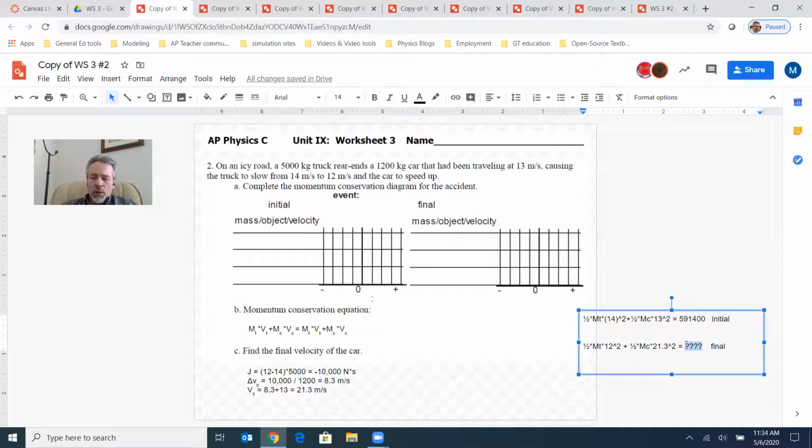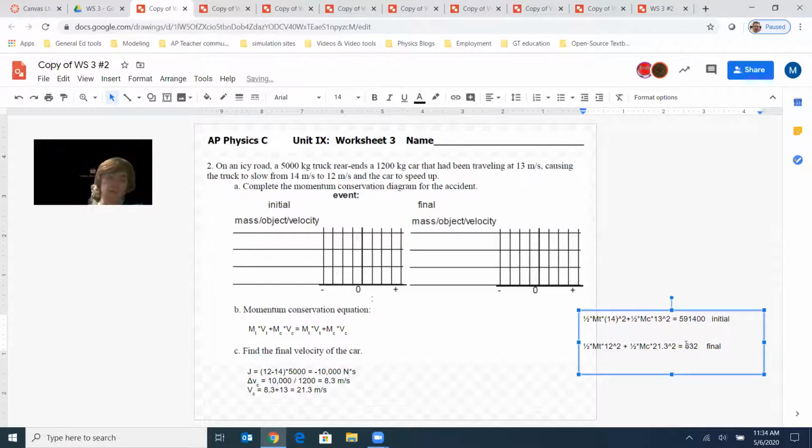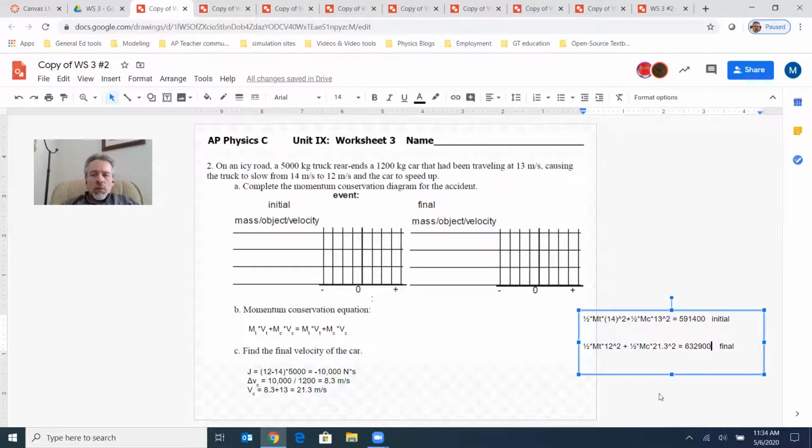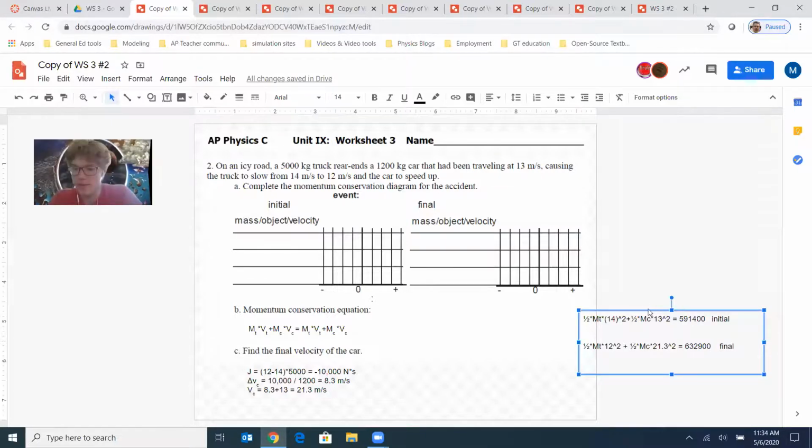And figure out the final energy too. Okay, I got another big number. Does anybody get an answer for that one? 632,981.34 about. Okay, so 632,900 or so. I'm just gonna round it. Okay, did we get a confirmation on those two? Yes. Okay.